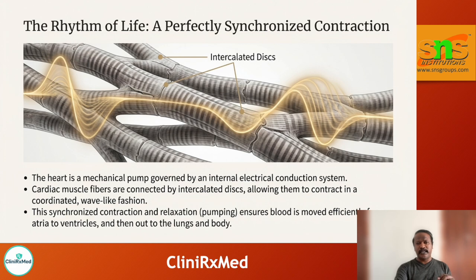Intercalated discs are truly the secret sauce of heart coordination. They contain two vital components, gap junctions and desmosomes. Gap junctions are essentially tiny tunnels between cells that allow ions to flow freely. This means an electrical charge in one cell immediately jumps to the next, creating that wave-like contraction. Desmosomes, think of them as molecular rivets. They physically hold the cells together so that when the heart muscle contracts with immense force, the cells don't pull apart.